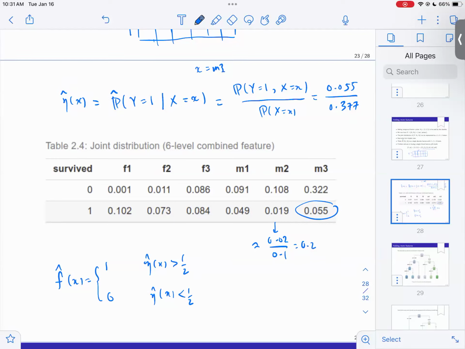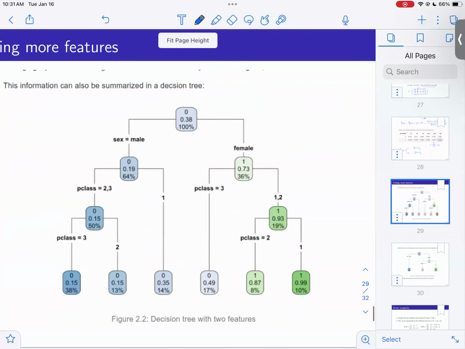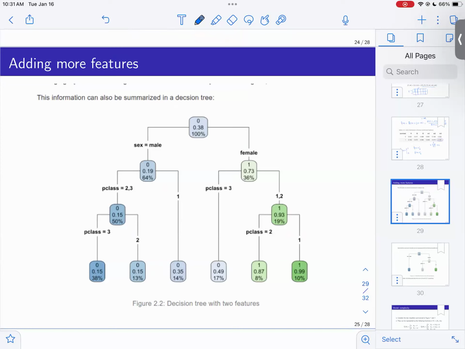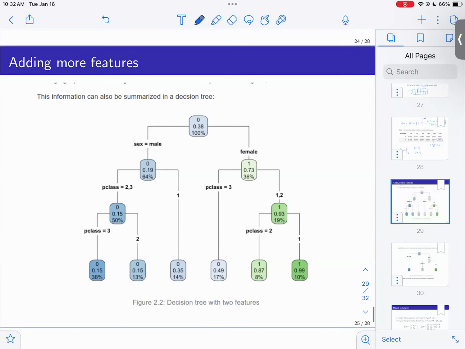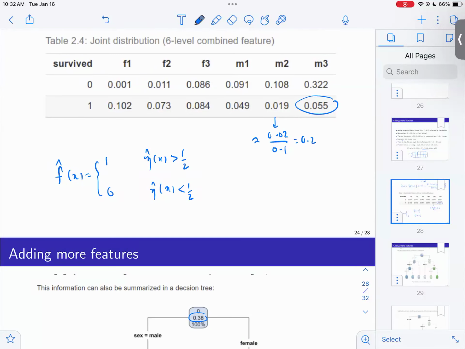But once you go through that, I can summarize the whole thing again in a decision tree. And these things, if you remember, are those conditional probabilities. So this is the probability of Y equals 1 conditional on nothing, the base probability. So 38% of people survive. And then you go all the way down, and this is 0.99. If you divide this by the sum, it's 0.99.